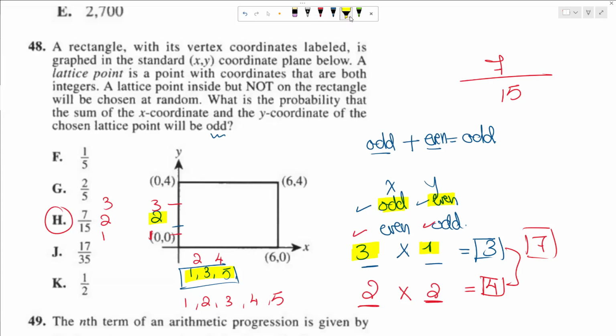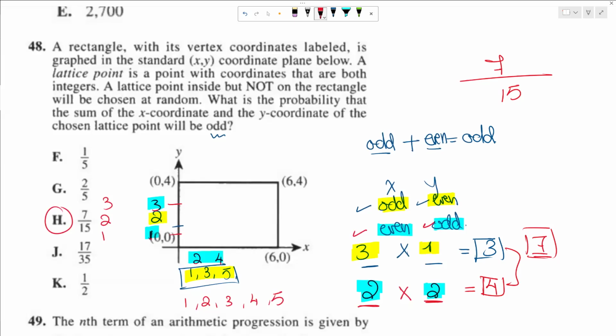On the other hand, if I decided to pick scenario number 2, which is x would be even and y would be odd, then I have 2 even possibilities for the x's, I'll put them right there, and 2 odd possibilities for the y's, I'll put them right there. I have now the possibilities in both scenarios, a total of 7 different options in both scenarios. This is the wanted, to sum up to an odd number. While the total is every single sum that could be there.